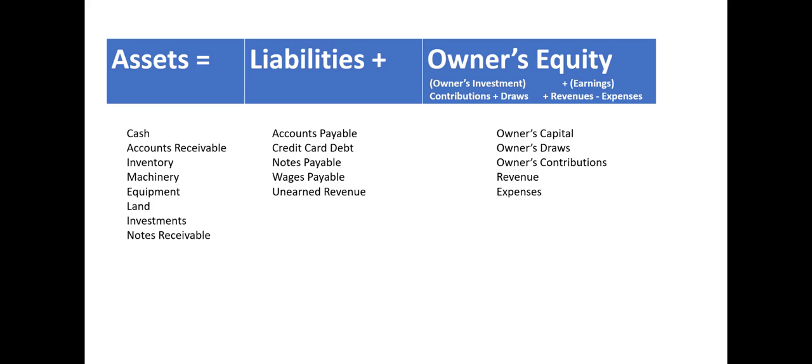Liabilities are things that we owe to other people or companies. These are things like accounts payable, which is when another company does work for us and we haven't paid them yet. Credit cards payable, which everyone should be familiar with. Wages payable. This happens when our employees do work for us, but our payroll hasn't been processed yet.